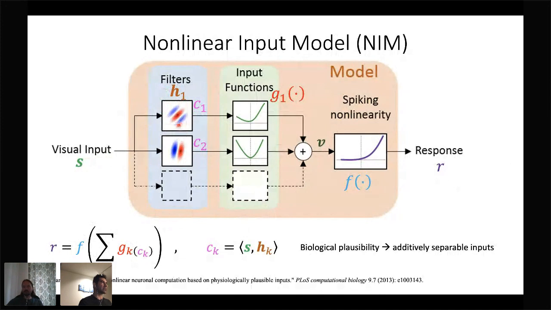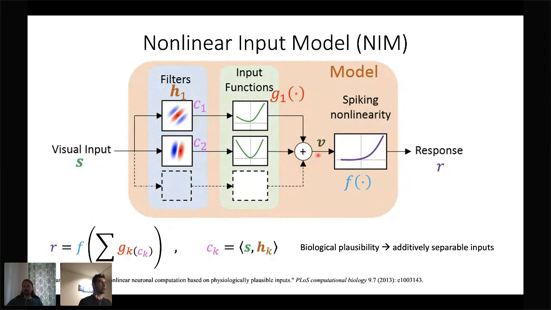It basically tells us how much of this spatial structure or feature is embedded in the visual input in terms of the contrast of this feature. Because of this, we call the output of each filter its feature contrast. In the next stage of the model, there are some nonlinear functions called input functions that are applied on the output of these spatial filters, and they are summed up to form a generator signal for the neuron.